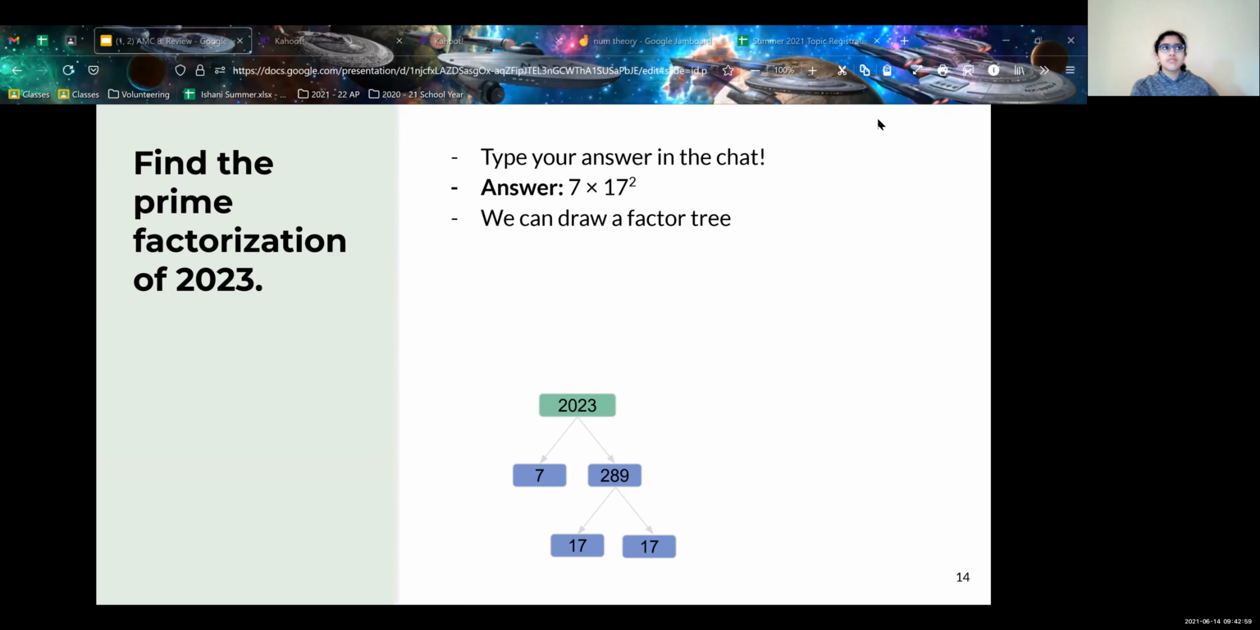You may not know your squares off the top of your head. However, they're very good to memorize or to remember because they really come in handy while you're doing math or math competitions. So we get 17 squared times 7, or 7 times 17 squared, as our prime factorization.